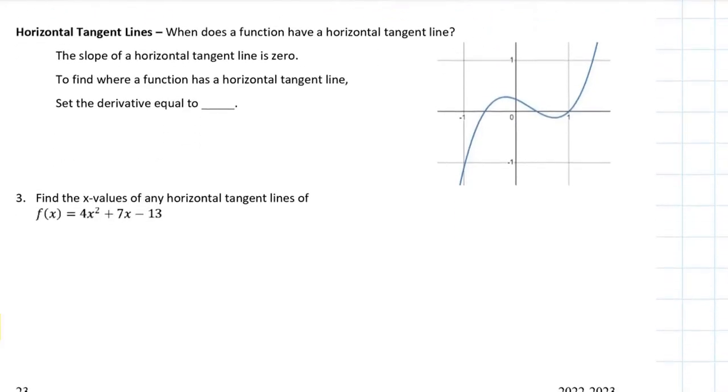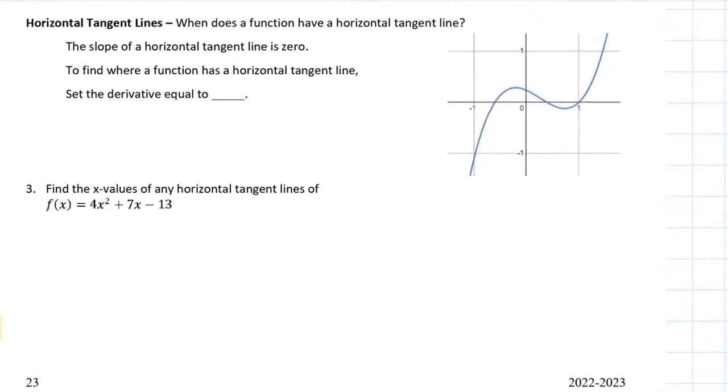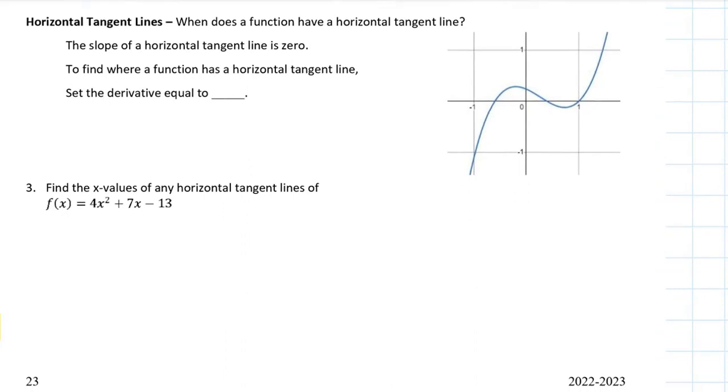All right, our next section talks about horizontal tangent lines. So when does a function have a horizontal tangent line? The slope of a horizontal tangent line is 0. To find where a function has a horizontal tangent line, let's go over to our graph and draw one of these. Right at the top of this curve, if I drew a tangent line, that would be horizontal. This point is at a maximum.